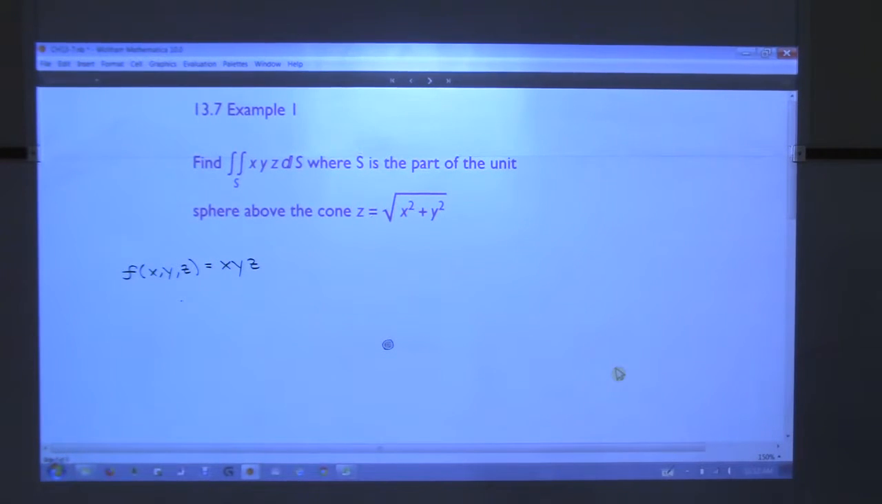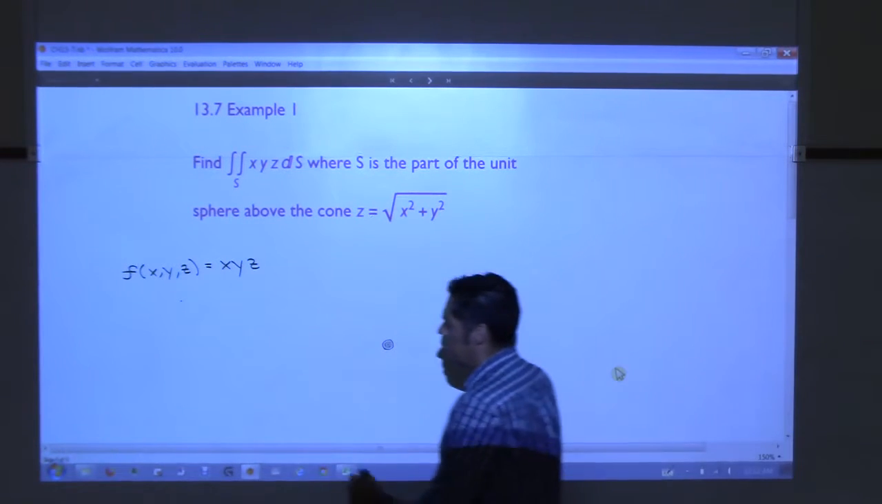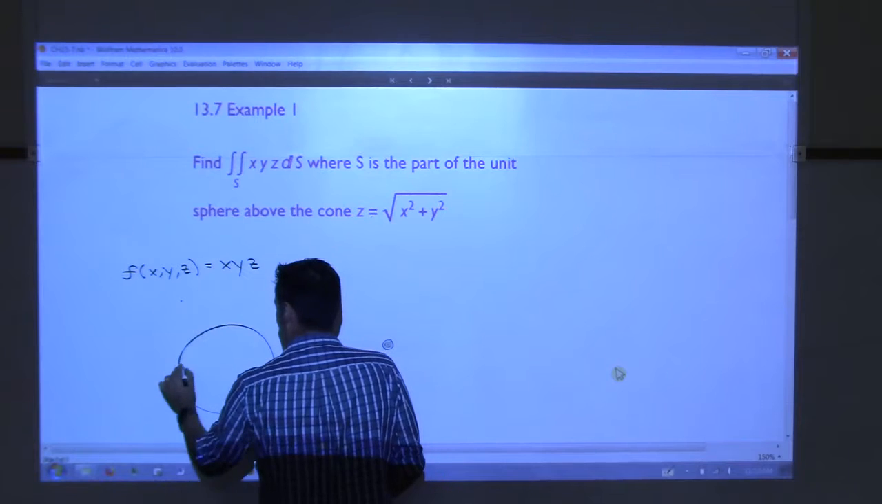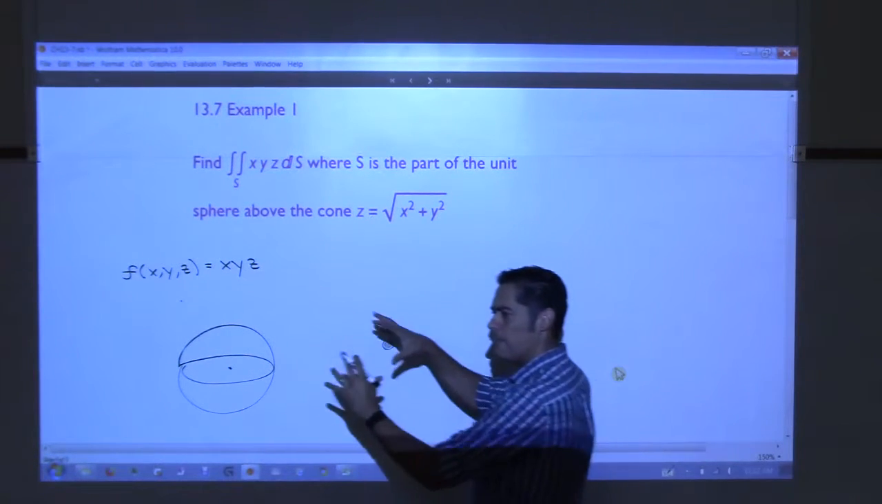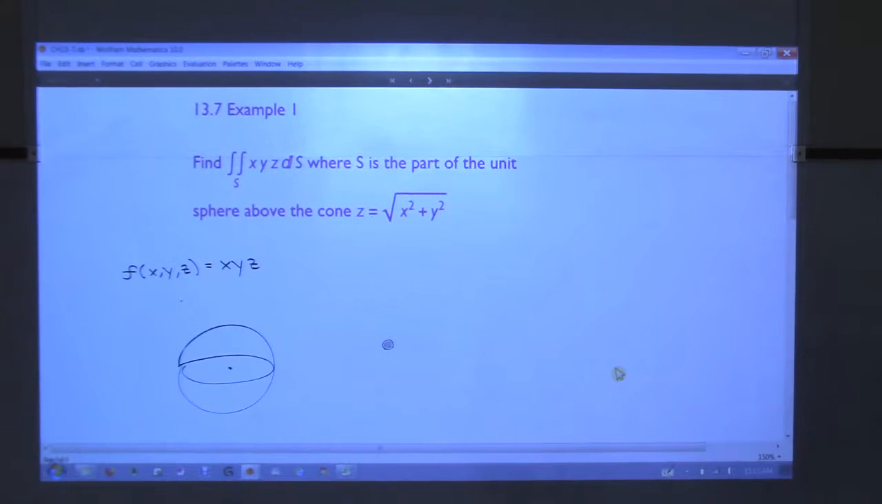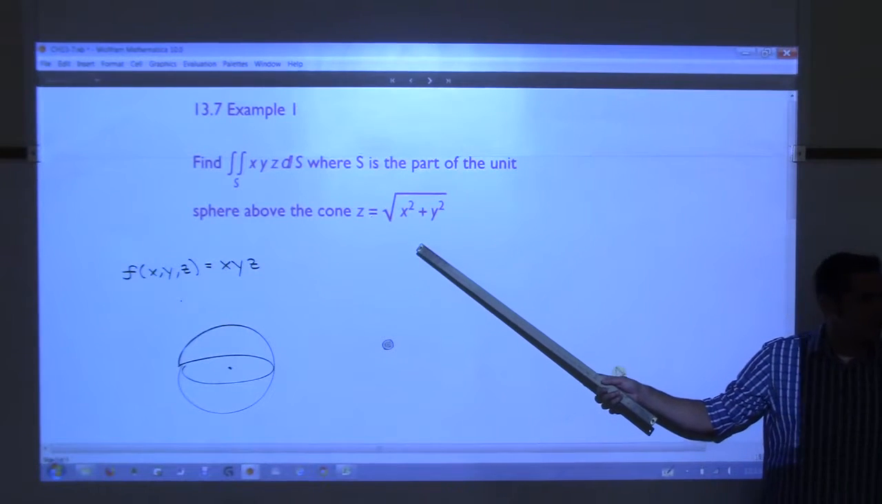The surface is part of a sphere, right? Unit sphere. So our surface looks like, it's part of this sphere, isn't it? Radius 1. But it's the part that is above the cone z equals square root of x squared plus y squared. So what does that look like if I draw this?